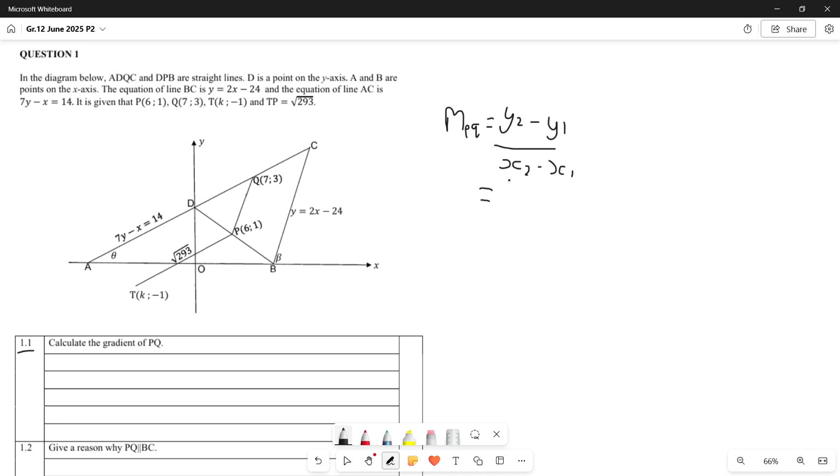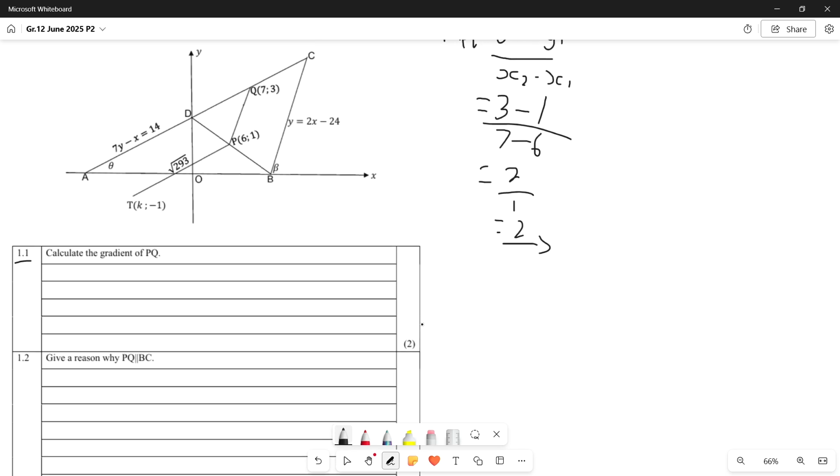So we got y2 is 3 minus 1, then we got 7 minus 6. Just keep in mind that if you started with Q's values in terms of y, 3 and 1, and then x, 7 and 6, we have to keep it that way. If we started with P and then Q, that's fine, as long as we take them in the same order, the y, 1 and 3, and then the x, 6 and 7. So at this stage, we can just calculate them. We got 2 over 1, therefore the gradient is 2.